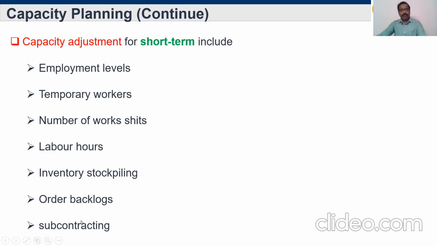Okay, then how much inventory we are storing, and what all the order backlogs we are having, we should know. And subcontracting: give some work to some other contractor instead of making everything. The big players like Hyundai company, they won't make each and every component in their plant itself. They give it to the subcontractor, right? They make it, and they give them what all the things they need. Okay, these are all the capacity adjustments we have to do under short term.